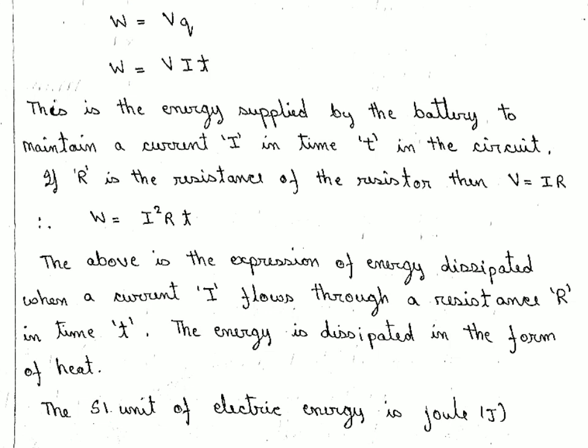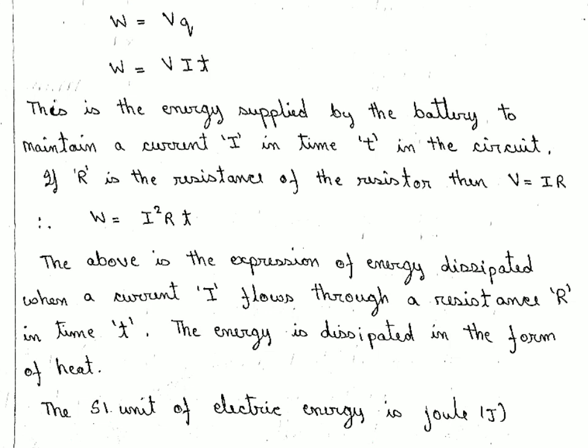If R is the resistance of the resistor, then according to Ohm's law, we have V is equal to IR. Hence, putting the value of V is equal to IR in the above equation, what we get is W is equal to I square RT. So this is the expression of the energy dissipated when a current I flows through a resistance R in time t. Now the energy is dissipated in the form of heat or in various forms like light also. And the SI unit of energy is joule.